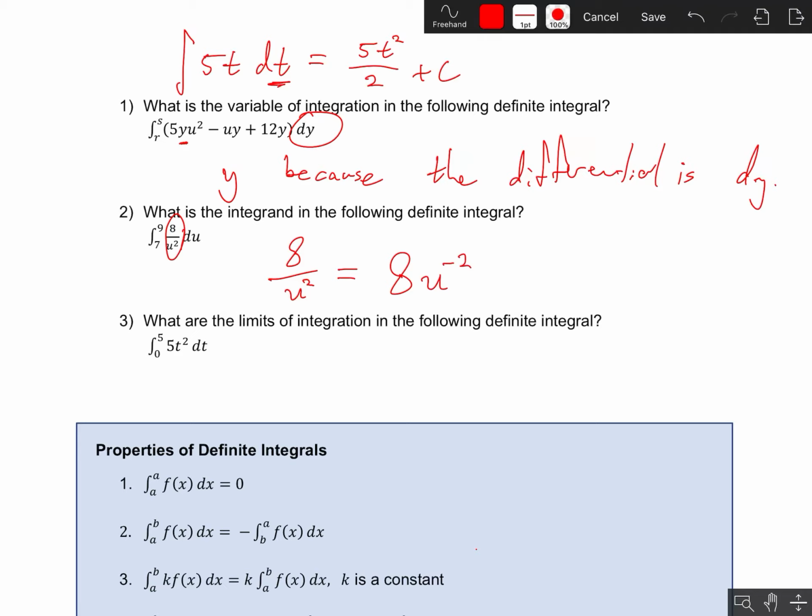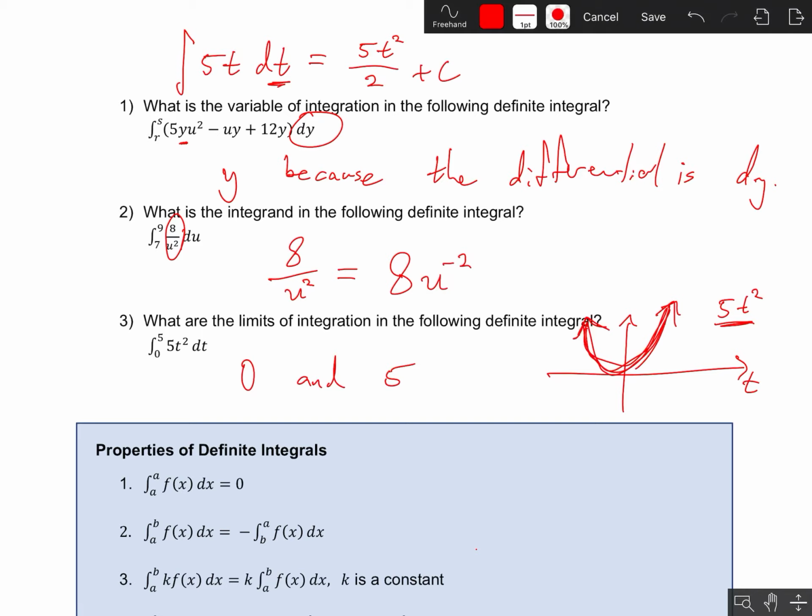And then in problem 3, we want the limits of integration. There are 2 limits of integration. That's the upper bound and the lower bound. So I would say that the limits of integration are 0 and 5. And in terms of the picture, what this is saying is that if you graph the function 5t squared, it would look something like this. If the x-axis is represented by t and the y-axis is represented by the value of this expression, I guess I should say the y-coordinate is the value of that expression.